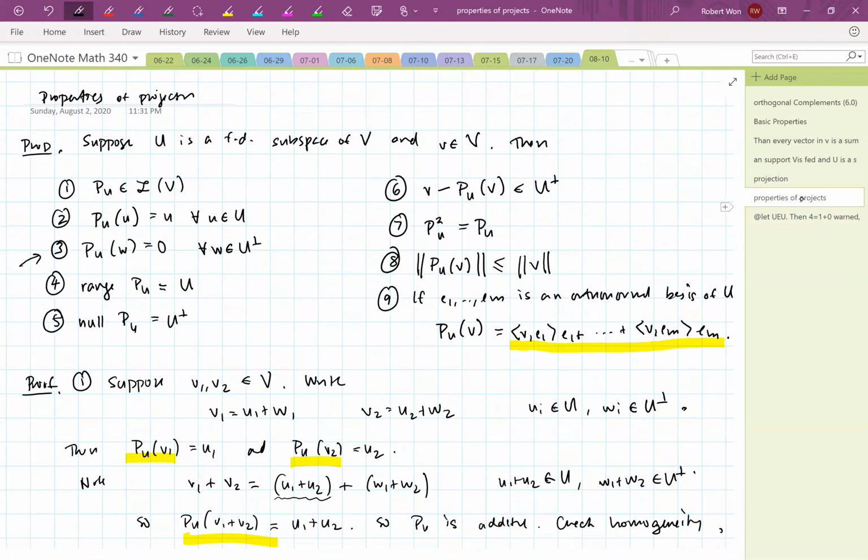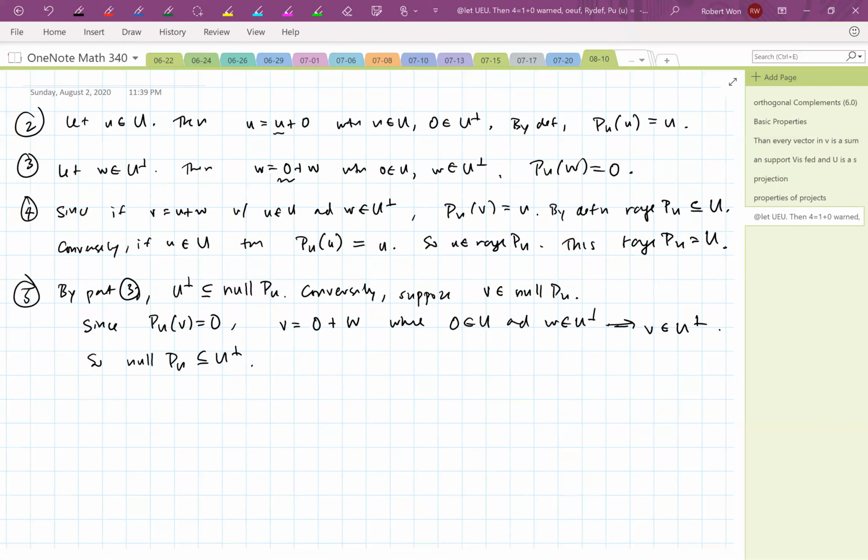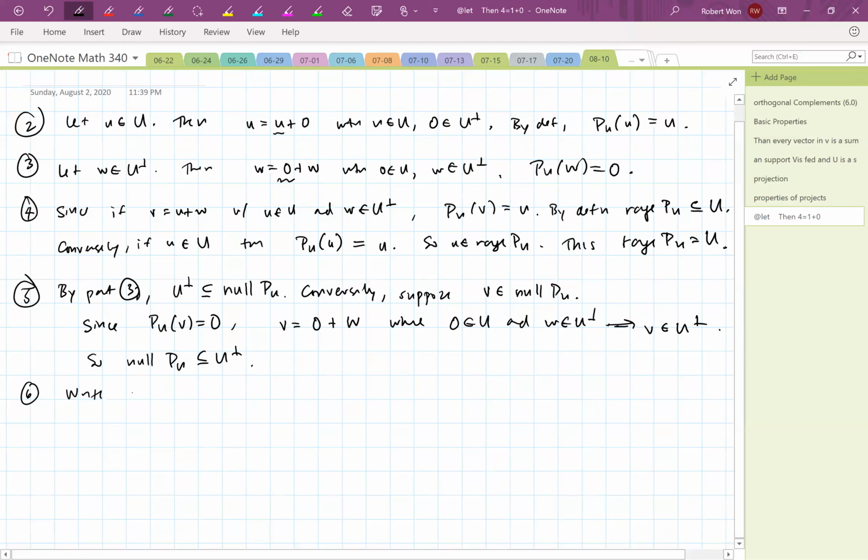Number 6, what we're supposed to prove is that if you take V and you subtract off its orthogonal projection, you get something in the orthogonal complement. You should be able to do that. So again, let's write V equals U plus W with U in U and W in U perp. Then the thing I'm interested in is V minus PU of V. But V is equal to U plus W, and PU of V is equal to U, just the U part of that. So this is W, which is in U perp by definition. All right, so if you subtract off a projection, you get something in the complement.